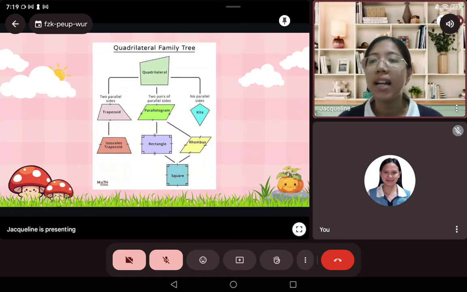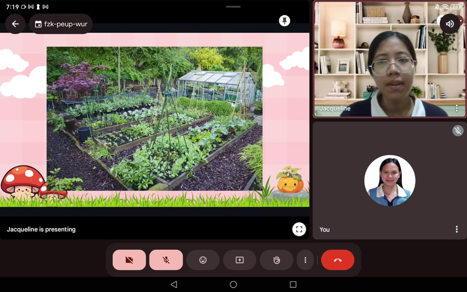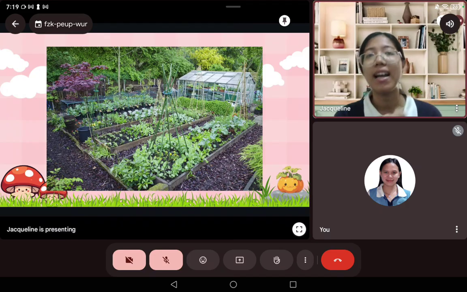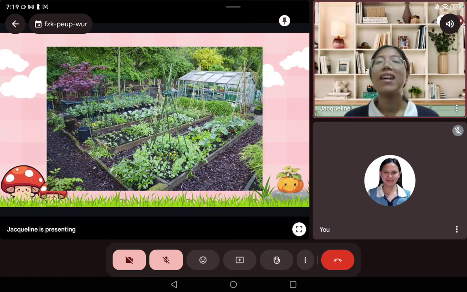So now we will tackle another lesson. But before that, I have here a picture for you. So what is this, class? Anyone? Do you have an idea what this is? Yes? A garden. Very good. But what garden specifically is this? Is it a vegetable or a fruit garden? What do you think? Yes, Francis? Yes, that is correct. Very good, Francis. This is a vegetable garden.